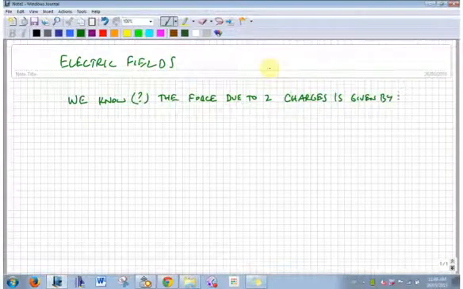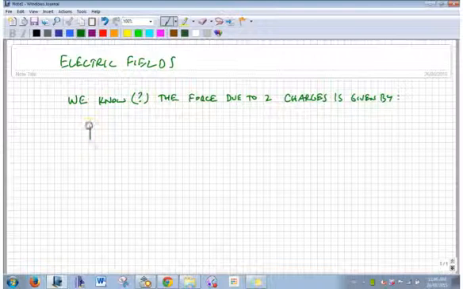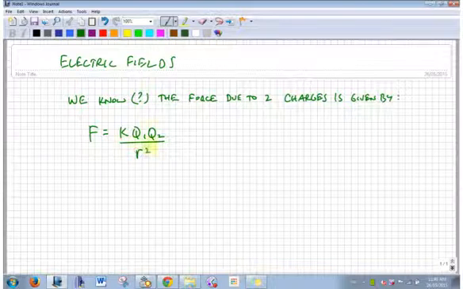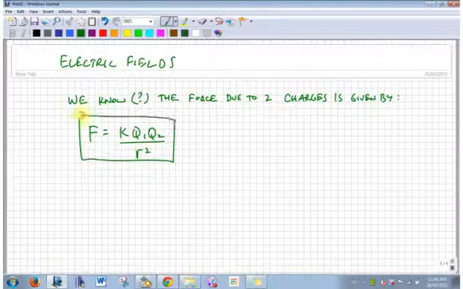Forces, that was a key word. Yesterday we got a formula that could tell us the force between two charges, or maybe more than two charges, depending on the total force. And that was given as that. Okay?